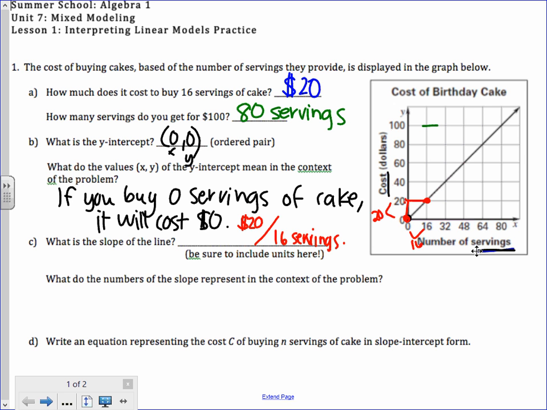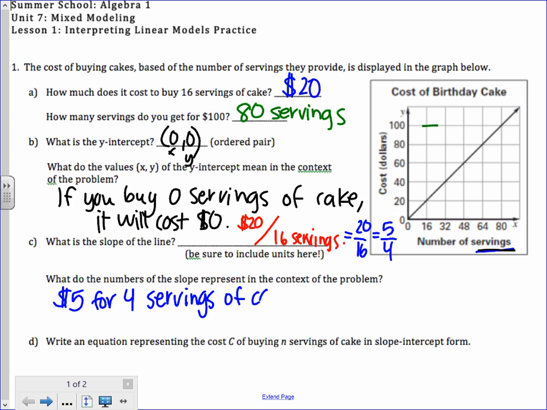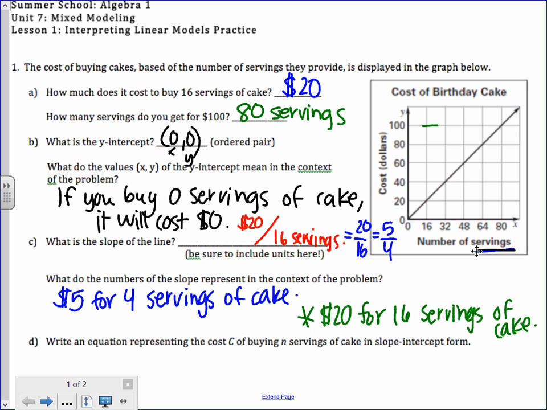I'm going to simplify the 20 over 16 first. 20 over 16 simplifies to be 5 over 4. So that means that it costs $5 for 4 servings of cake. Now, if you did not simplify the fraction, that's okay. You could have written it costs $20 for 16 servings of cake. We like to simplify things, but if you didn't simplify the slope, it's okay. It's not the end of the world.